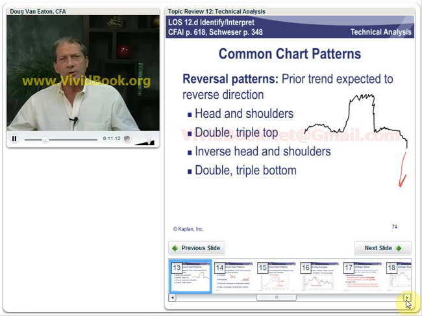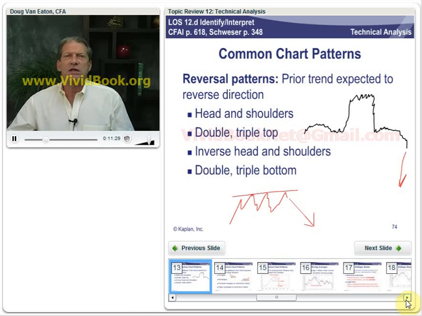Also, double and triple top formation. So what's a triple top? Well, if we come up like that, a triple top, that signals a reversal. To a technical analyst, that would mean a decline. A triple bottom, on the other hand, would mean just the opposite, a change in trend from a downtrend into an uptrend.